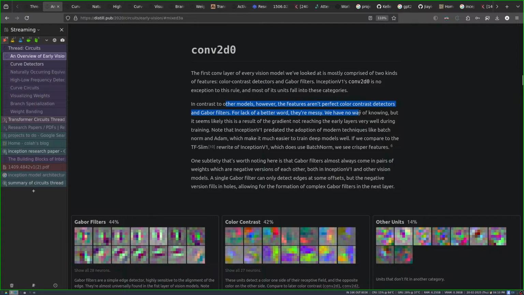They're messy. It seems like this is a result of the gradient not reaching the ReLUs very well during training. And Inception V1 predates the adoption of modern techniques like batch normalization and Adam, which make it much easier to train deep models.